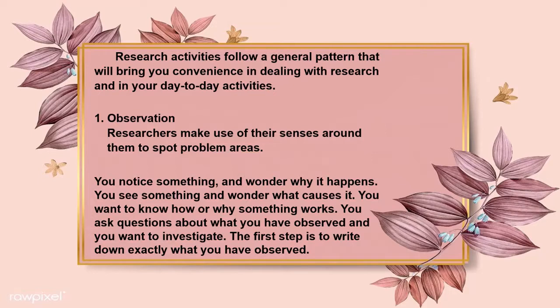First, observation. Researchers make use of their senses around them to spot problem areas. You notice something and wonder why it happens. You see something and wonder what causes it. You want to know how or why something works. You ask questions about what you have observed and you want to investigate. The first step is to write down exactly what you have observed.